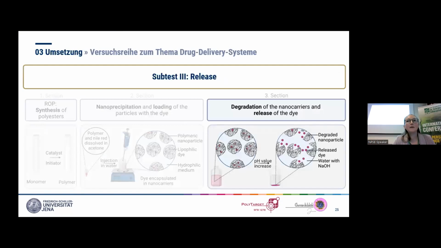In the last step, there's a focus on the degradation of the nanoparticles and the release. For the school context, we decided on a very simple method: a pH value change. Students can add sodium hydroxide solution to the particle suspension, and then the degradation follows. Of course, it is possible to use other stimuli than the pH value.